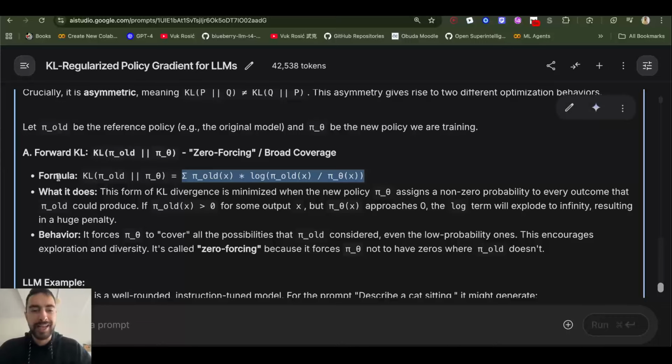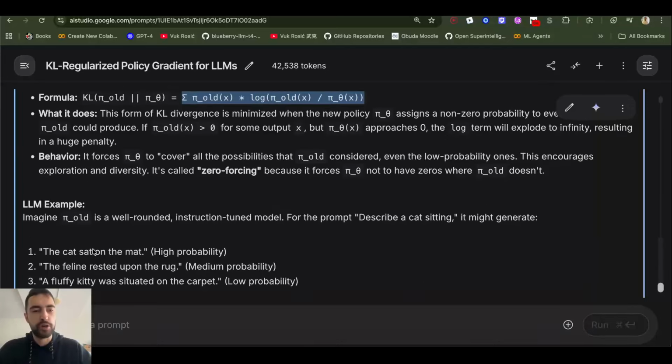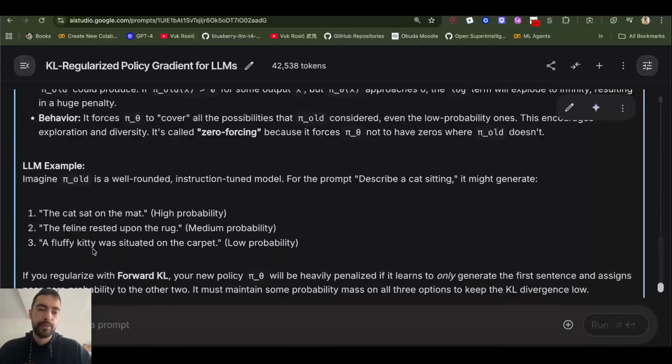This encourages exploration, because now many different things are going to have at least a bit of probability. So you can use this in environments or models where you're not sure what is the correct way to solve the task. This way you can explore many different ways. Or you can also use forward KL divergence to preserve a very well-rounded model that can generate many different things.